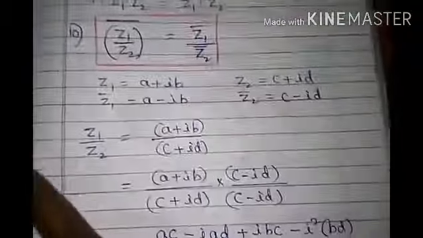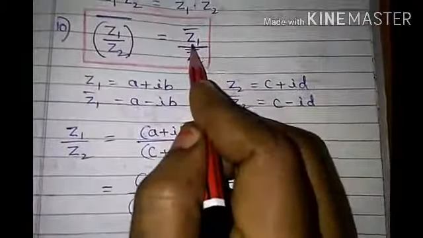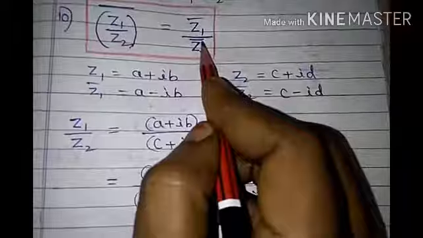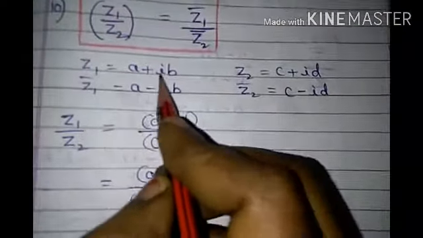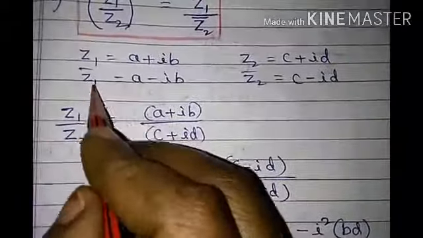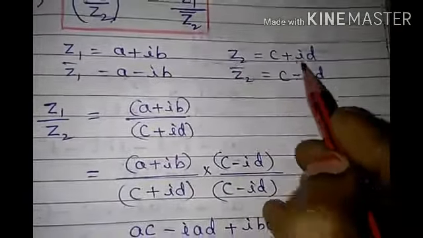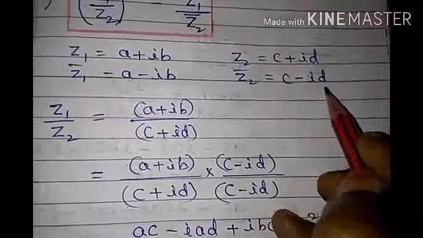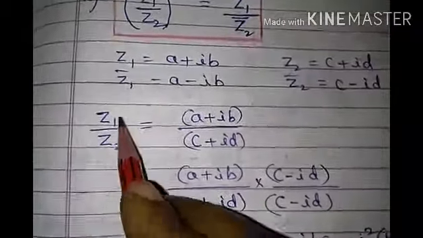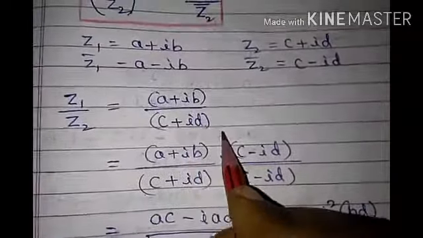The next one is (Z1 by Z2) whole conjugate equal to Z1 conjugate by Z2 conjugate. Now take Z1 equal to A plus iB, Z2 is equal to C plus iD. Z1 conjugate is A minus iB. Z2 conjugate is C minus iD. Therefore, Z1 by Z2 equals (A plus iB) by (C plus iD).